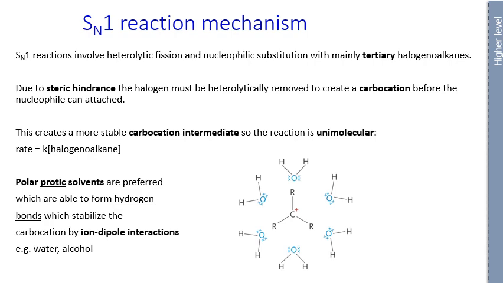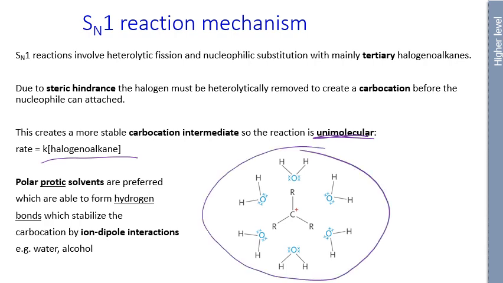So it's dependent on only the concentration of the halogenoalkane. It forms a stable carbocation intermediate, and it's unimolecular because the rate determining step only involves this one species. Polar protic solvents are preferred, which are able to form hydrogen bonds which stabilize the carbocation by ion-dipole interactions, like water and alcohol, which would be great solvents for that. And that's illustrated here in this diagram.